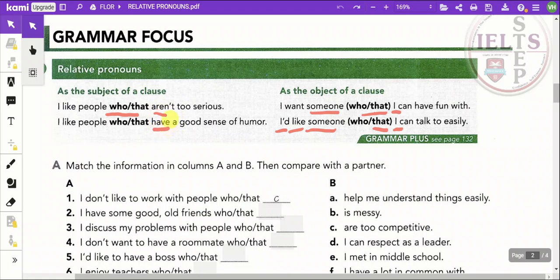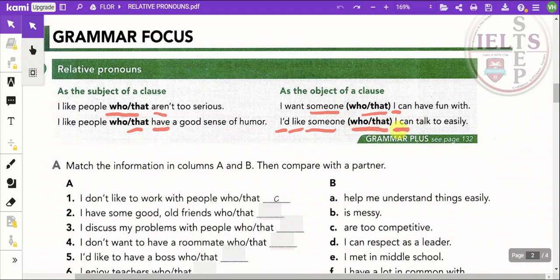Por ejemplo, I like people who aren't too serious, or I like people that have a good sense of humor. Entonces, ¿cómo son esas personas que me caen bien? How are those people that I like? Well, they're people that have a good sense of humor. Y aquí sería, ¿cómo es ese alguien con el que yo puedo hacer algo o con el que otra persona puede hacer algo?